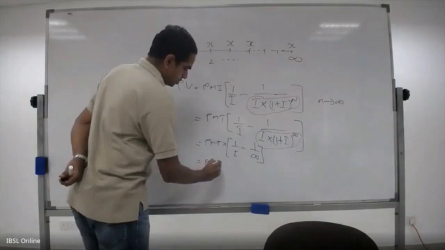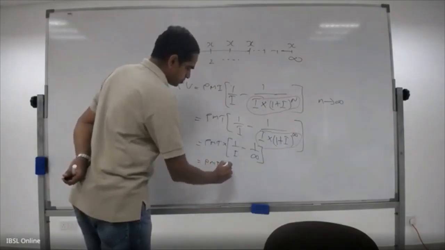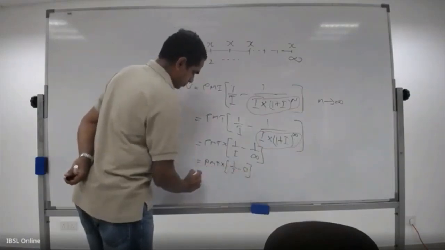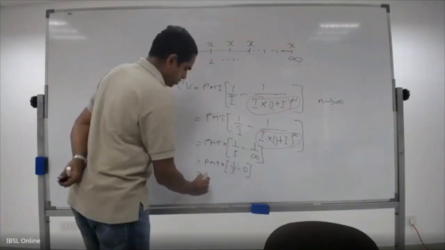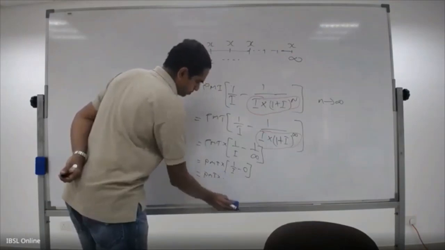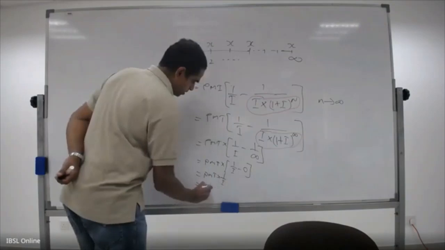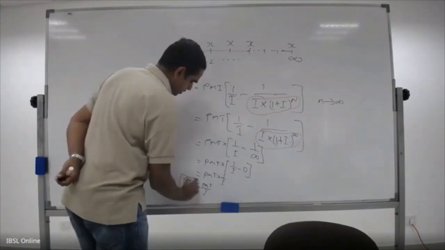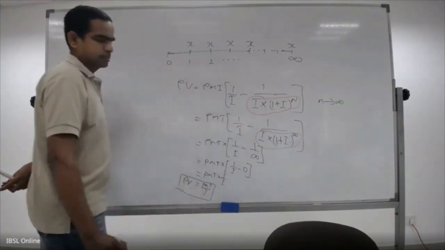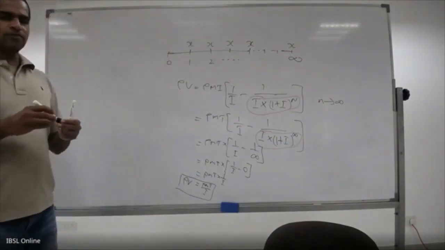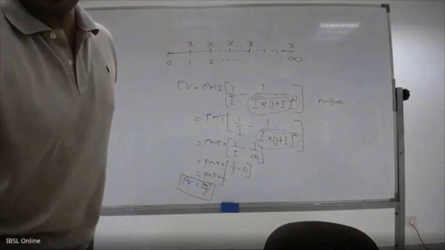So this is payment into 1 over I minus 0. It's payment into 1 over I. In other words, it's payment divided by I. And so the present value of the perpetuity is nothing but the annual payment divided by the interest rate. This you need to remember, not very difficult, very easy.